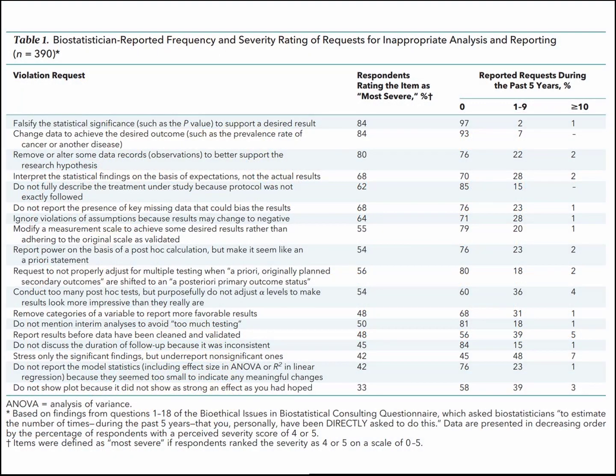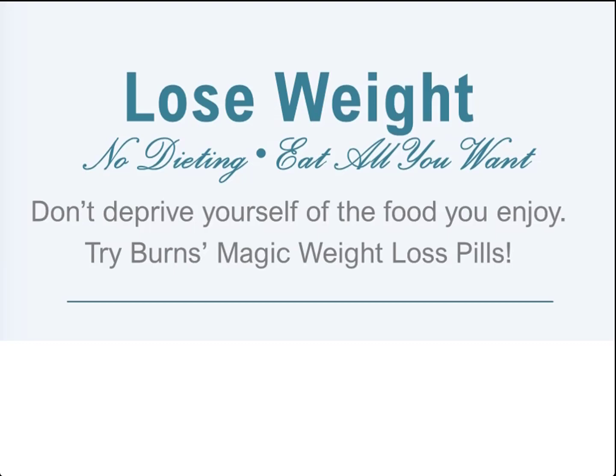In a survey of 390 biostatisticians, 40 stated that they had been pressured in the past 5 years not to properly adjust p-values after performing multiple tests, to make the results appear more impressive than they were. In the same survey, 20 biostatisticians stated that they had been pressured to change secondary outcomes resulting from testing a large number of variables to primary outcomes of the study.